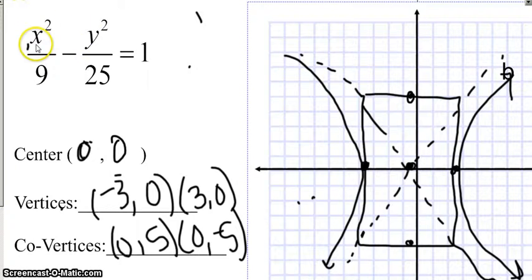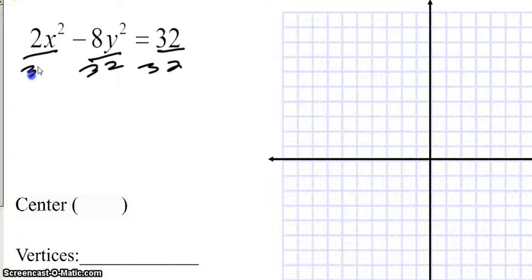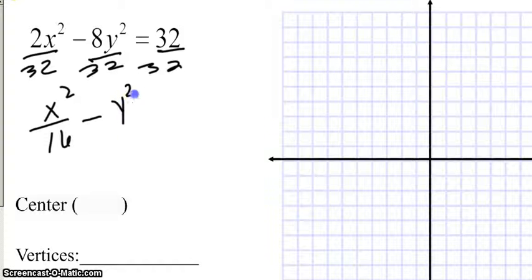There's a little bit of a difference when y squared's first. So let's do one more. Of course, I throw this one in here, that it's not equal to 1. Well, just like any other problem, we need to set it equal to 1. So I'm going to divide by 32, divide by 32, divide by 32, and I'm going to get x squared over 16 minus y squared over 4 equals 1. Now it's a standard equation of a hyperbola.